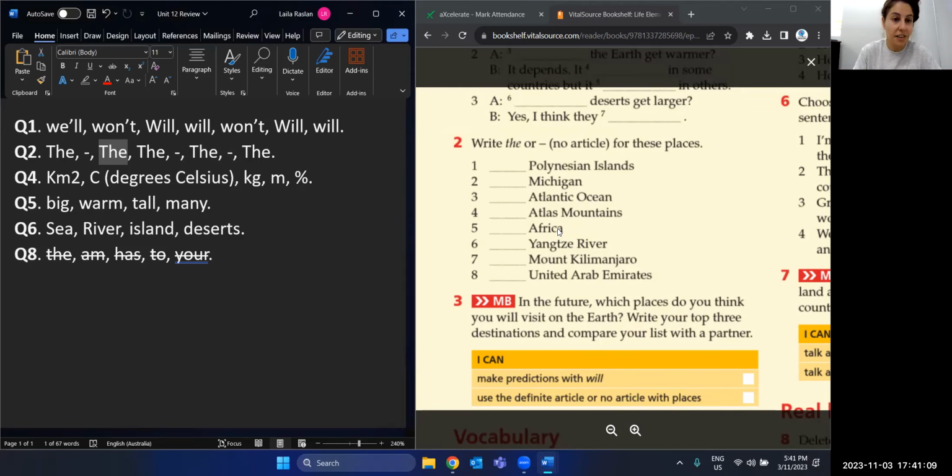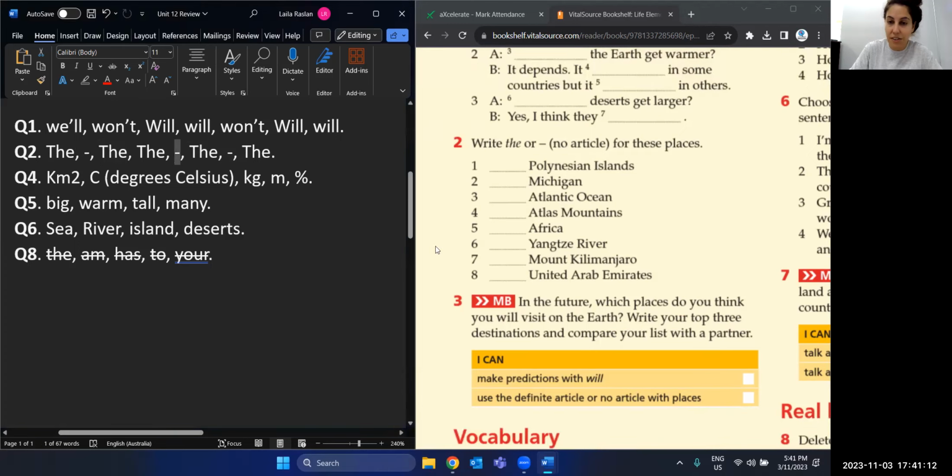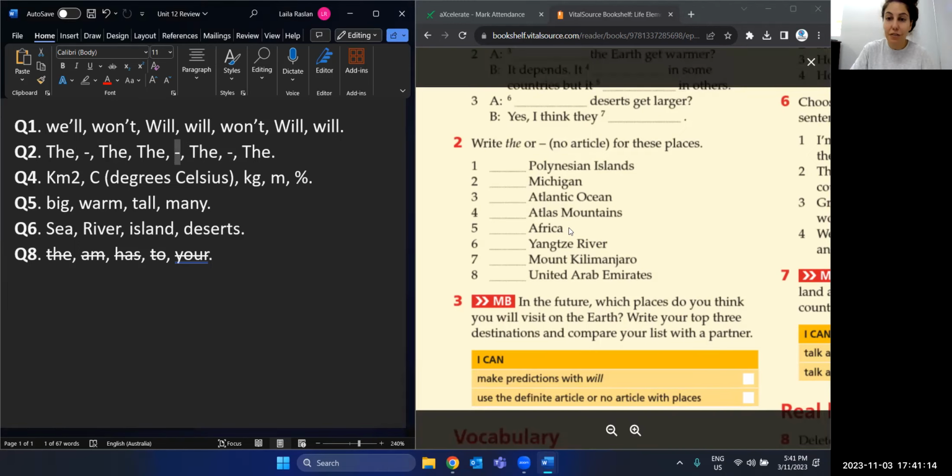Africa is a continent. Do we need to put the? No. So no the. It's just Africa. I live in Africa. I live in Australia. I live in America. We don't say the Africa.